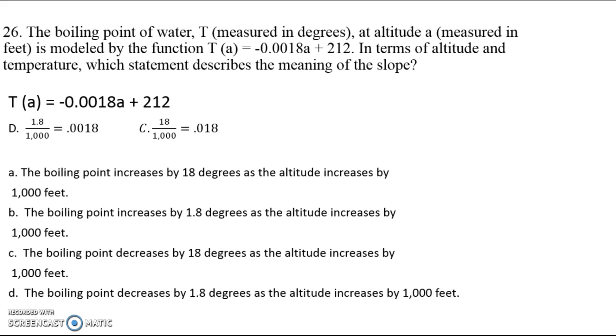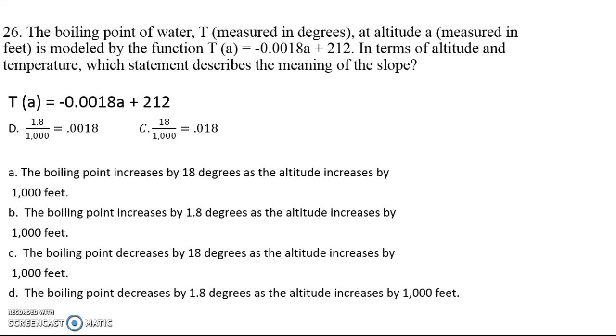Okay, so let's move on to our next question. The boiling point of water, T, at altitude A measured in feet is modeled by the function T of A equals -0.0018A plus 212. In terms of altitude and temperature, which statement describes the meaning of the slope?